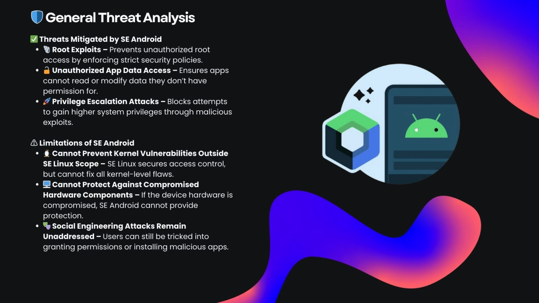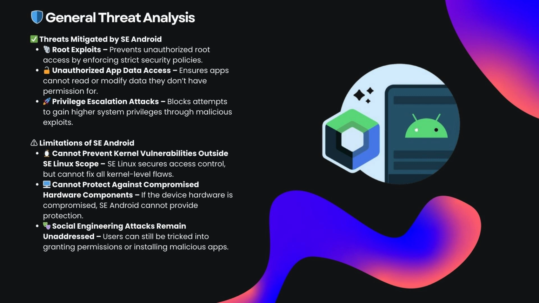While SE Android offers robust security, it still has certain limitations. SE Android focuses on access control through SELinux, but it cannot fix all kernel-level flaws outside of SELinux's scope. If the kernel itself is compromised, SE Android won't be able to mitigate those issues. SE Android cannot protect against physical attacks or when hardware components are compromised. If attackers manage to gain access to the device hardware, the software protection becomes ineffective. Finally, social engineering attacks remain a vulnerable area.